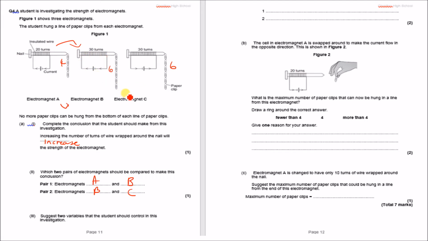Suggest 2 variables that the student should control in this investigation. Well, they could control the voltage or current. If you changed either of these things, you're going to have a stronger magnet. And also the size of paperclip. By using paper clips that are bigger or have a greater mass, you're going to pick up less. So it's really important that they have the same mass.